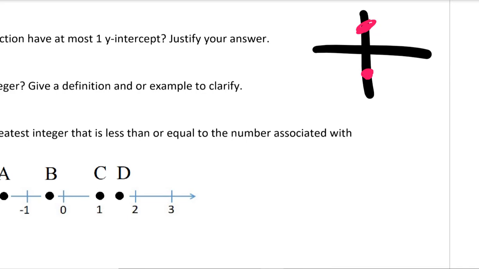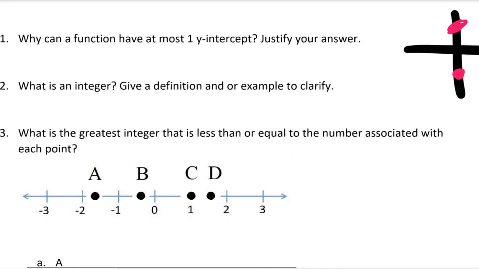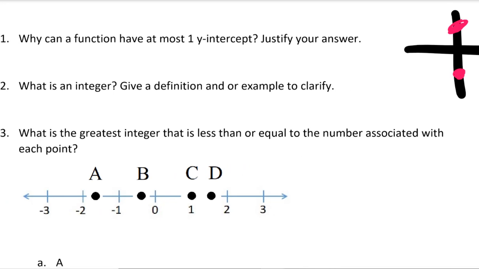But notice what test that would fail. That would fail the vertical line test. Because in order for a relation to be a function, it must pass the vertical line test. And that does not pass the vertical line test. Because you can have at most one y value for every x value. So the x values cannot repeat. They can't repeat. Fails the vertical line test.